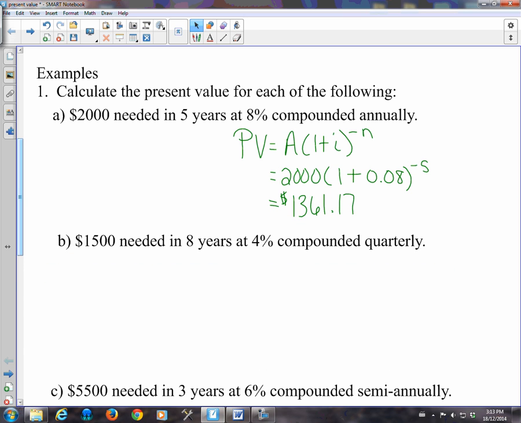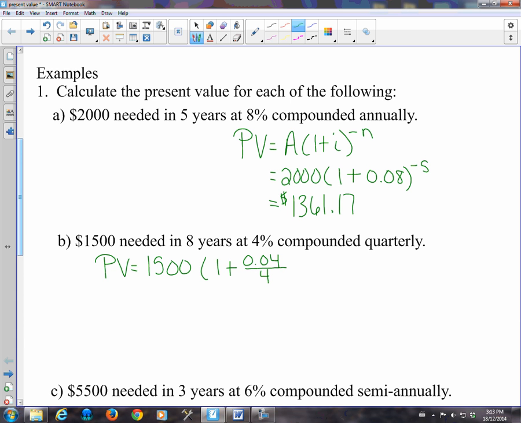So we look at another example where we have a different compounding period. Present value, they need $1,500 in 8 years and they get 4% compounded quarterly. So the accumulated amount will be $1,500, 1 plus my interest rate as a decimal, and because it's compounded quarterly, I have to split that up over 4 times in the year. So I have to divide it by 4. And 8 years, 4 times each year, 8 times 4 would be 32. So I have negative 32. Don't forget the negative on the exponent when you're doing present value.